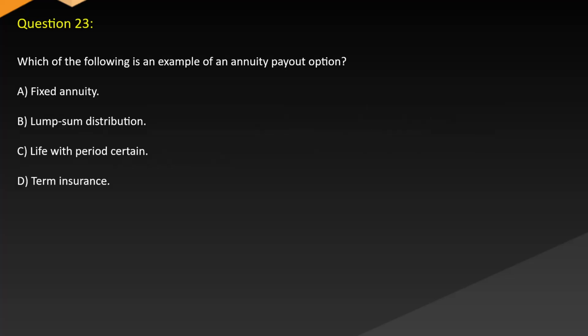Question 23. Which of the following is an example of an annuity payout option? A. Fixed annuity. B. Lump sum distribution. C. Life with period certain. D. Term insurance.